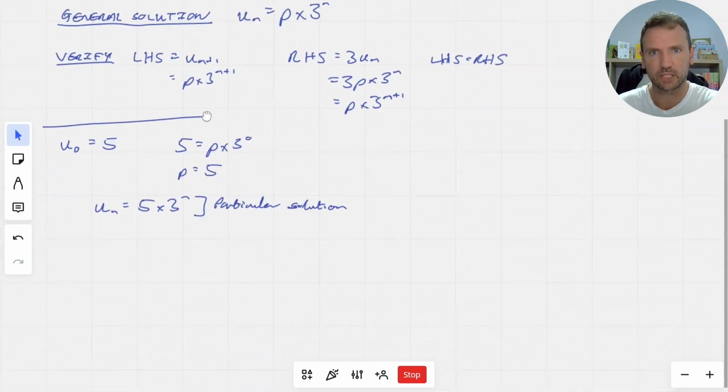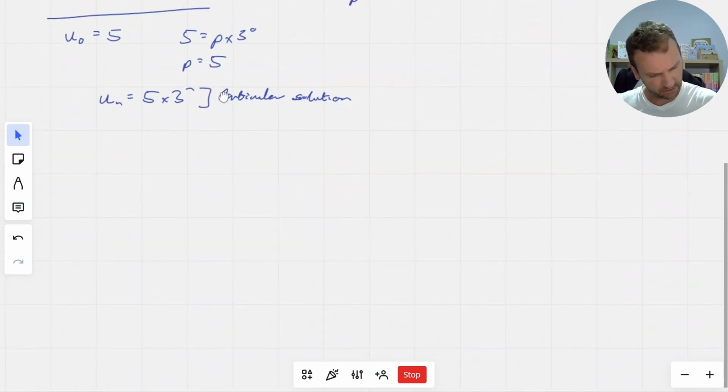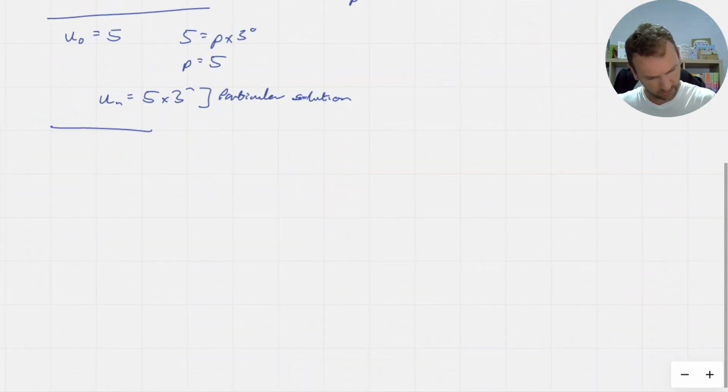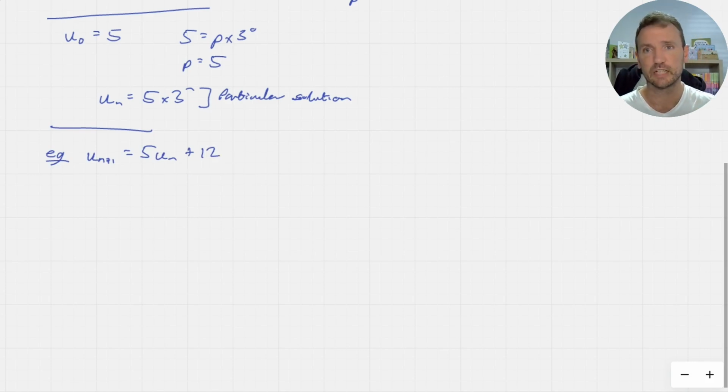So I want to start to complicate matters a little bit now. In the next example we're going to look at, I want to tell you that un plus 1 is equal to 5un, looking similar so far, but plus 12. Now, this definitely isn't going to be a geometric sequence, because we're not just multiplying by 5 each time. Yes, we're multiplying by 5, but then we're adding 12, and that's going to completely change things. So this is definitely more complicated.